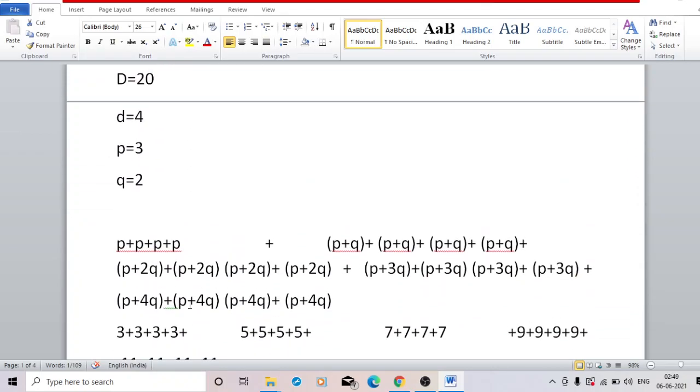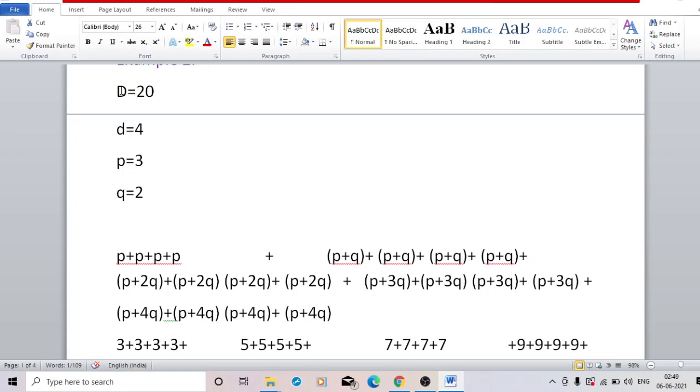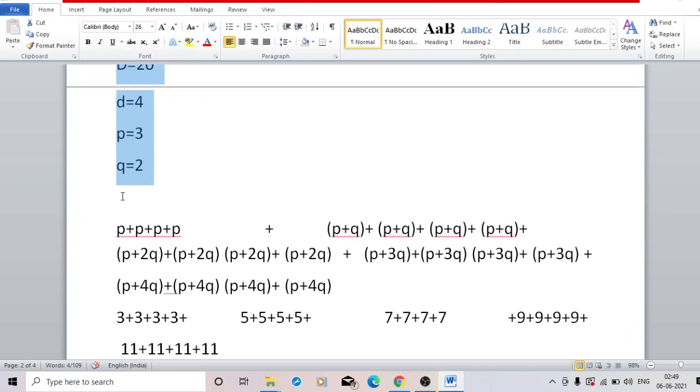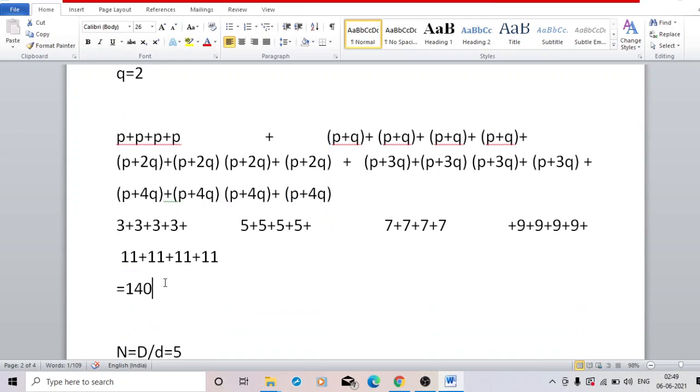and see this example where total time is 20 days and the small d is 4, P is 3 and Q is 2. So for the first 4 days, SAFE will print P dollars per day. For 5th to 8th days, SAFE will print P plus Q dollars per day. In this way, for the last days, SAFE will print P plus 4Q dollars. And here it is 140.